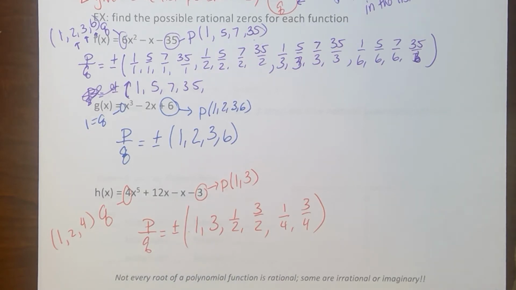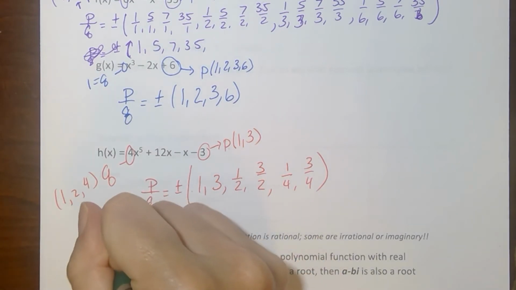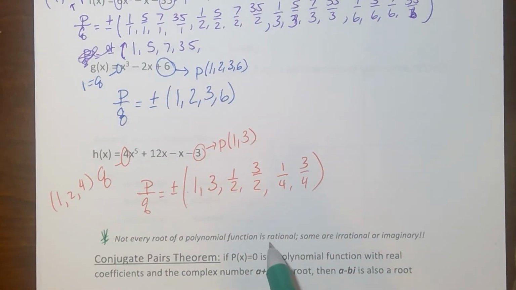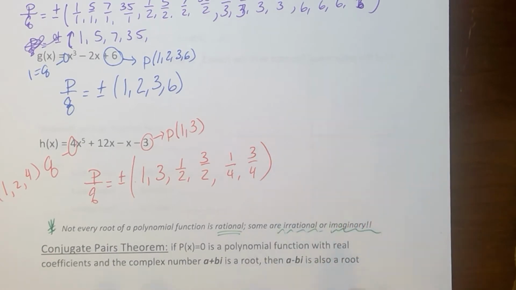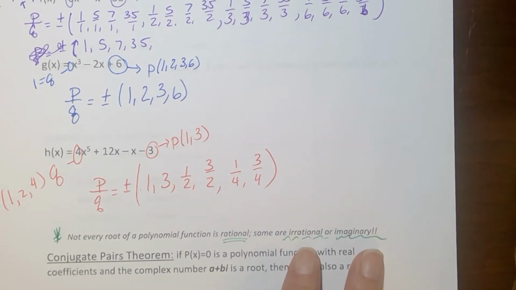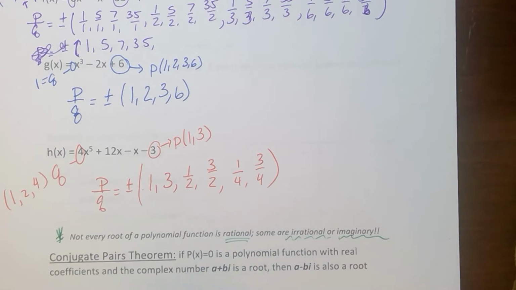Once again, a reminder: not every root of a polynomial function is rational. Some are irrational or imaginary, and those two types of roots are not going to show up in my list.